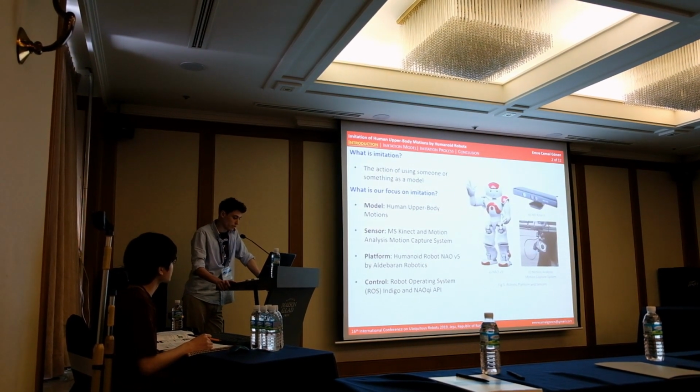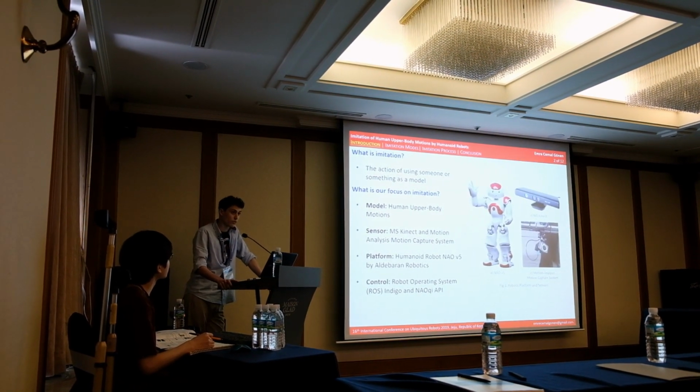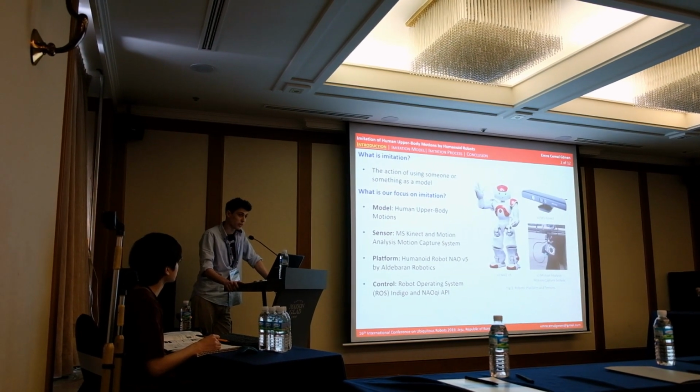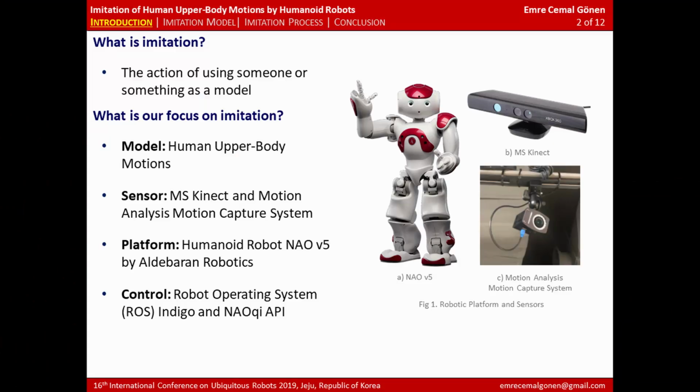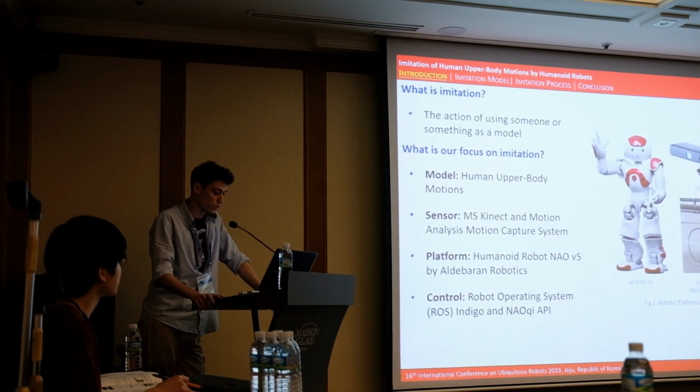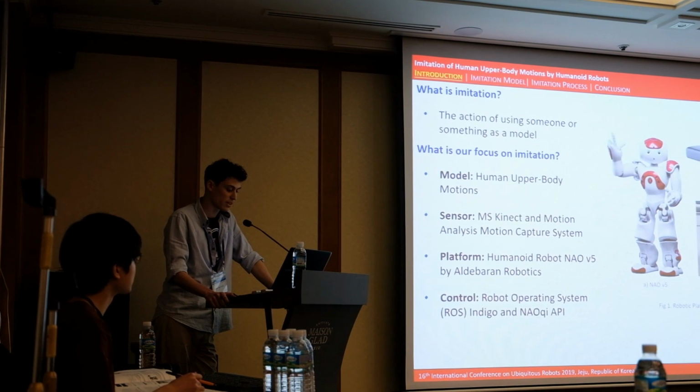First of all, imitation is the action of using someone or something as a model. It's as simple as copy and paste. You just need two things, which are a model and a copycat. In our work, the model is a human's upper body motions, and our copycat is now robot version 5 by Aldebaran Robotics. To track human motion, we use two different sensors.